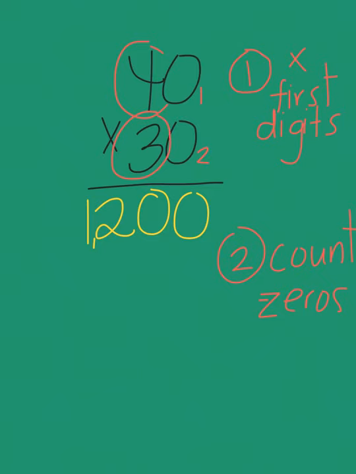Do you see how you could probably do that in your head? If you knew that 4 times 3 right off the bat was 12, and you can count those zeros, 1, 2, in your head, you can pretty much do this problem in your head. That is, if you have your math facts memorized.